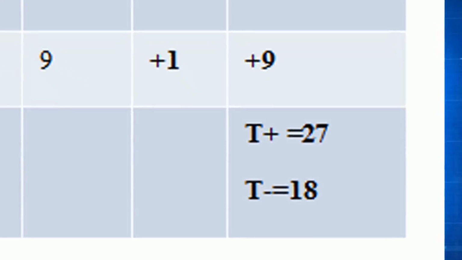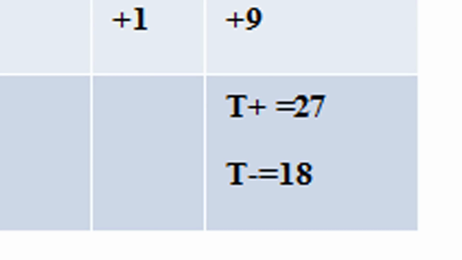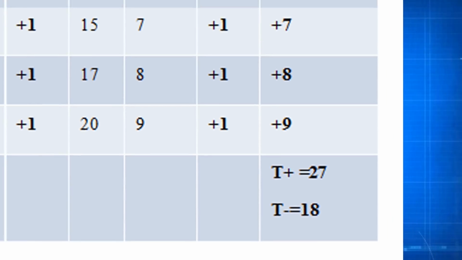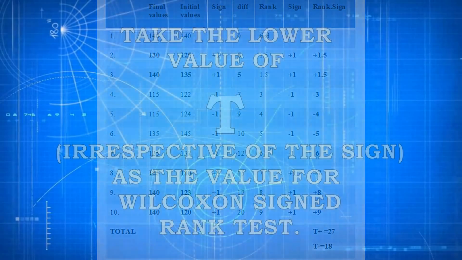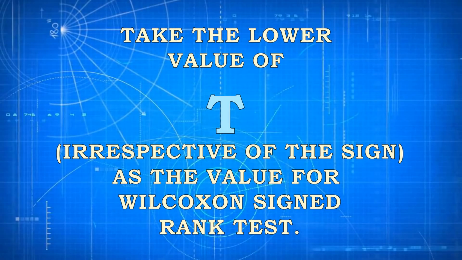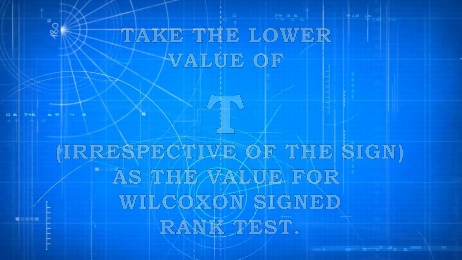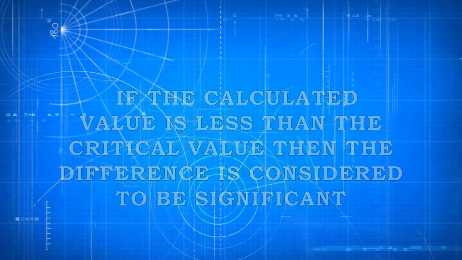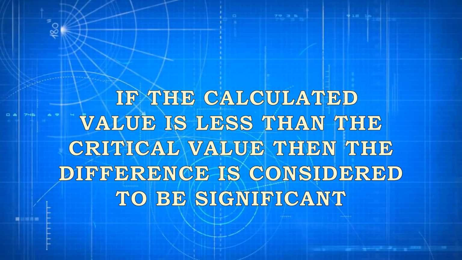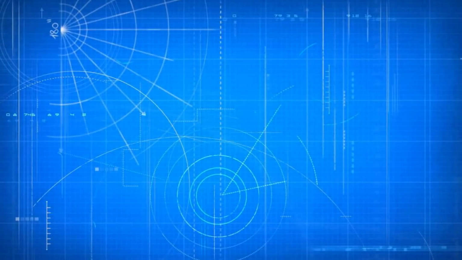Now, if you look at the last column, you will see that there are 2 t values, t plus and another is t minus. So, we pick up the lower value of t irrespective of the sign, and this lower value of t is your Wilcoxon signed rank test value. Now, take this value and compare with the theoretical distribution of the values for Wilcoxon signed rank test, and if you see your calculated value is lower than the theoretical distribution, then we can show that the intervention program really made a significant difference.